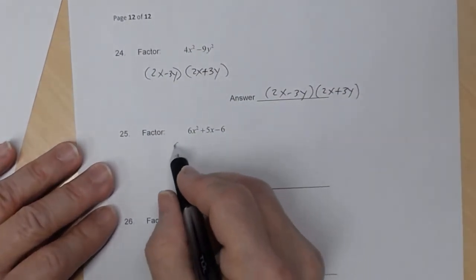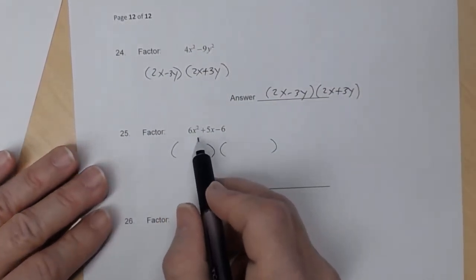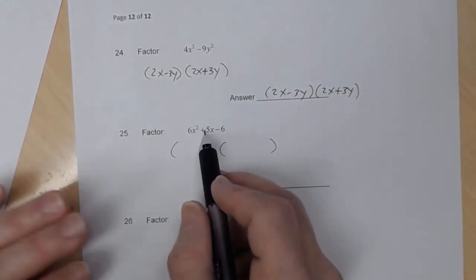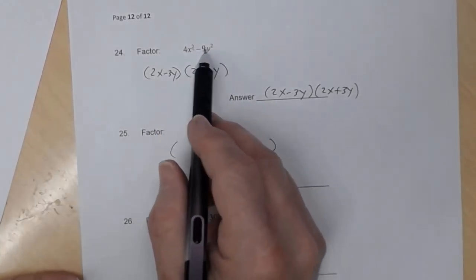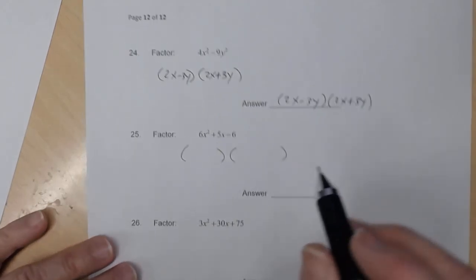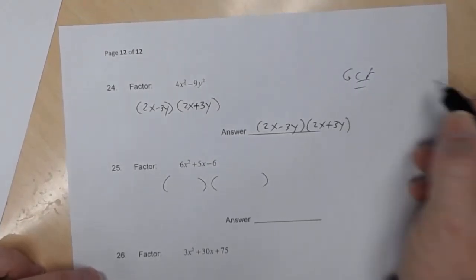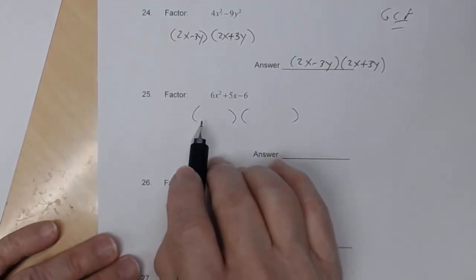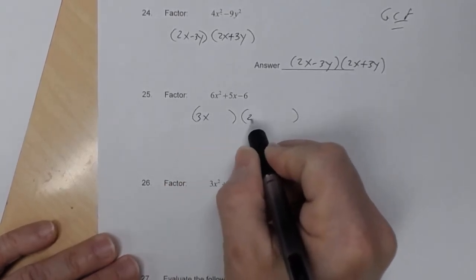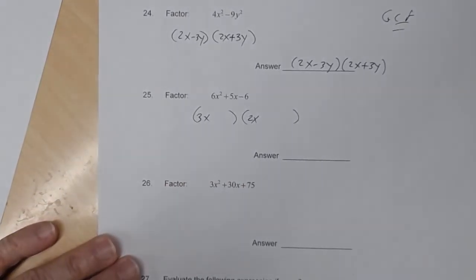Okay, here, let's see. So remember, you always must look for GCF. GCF is 1 here. I should have said the same thing here. GCF is 1. Always look for GCF first. All right, so let's try factoring it as this first, and then let's see.